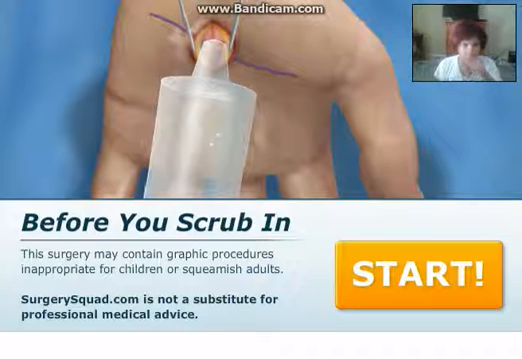Surgery Gate. I'm a little bit sick right now, but we're gonna have to deal with it, and it's called Surgery Squad Open Carpal Tunnel Release. Alright, let's play this.